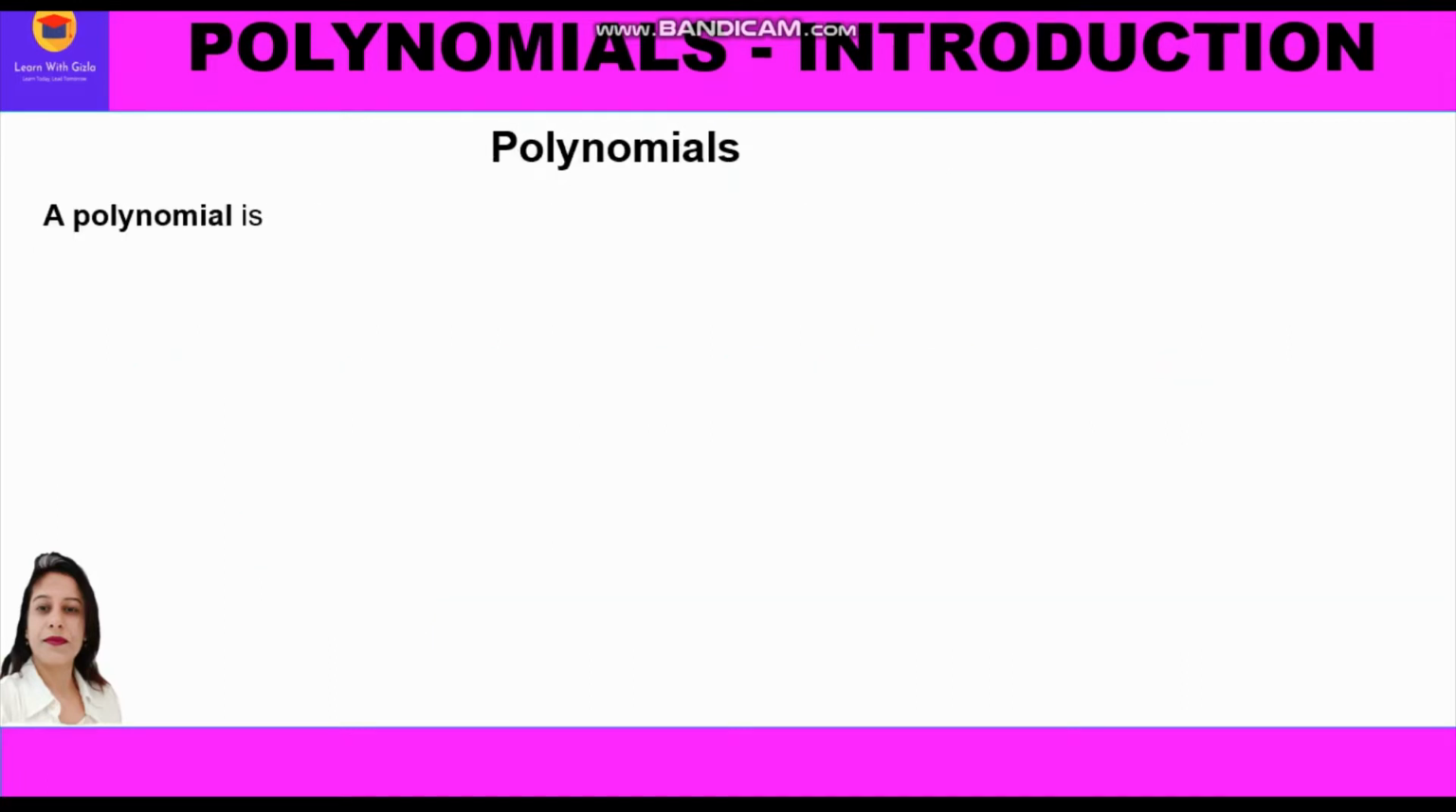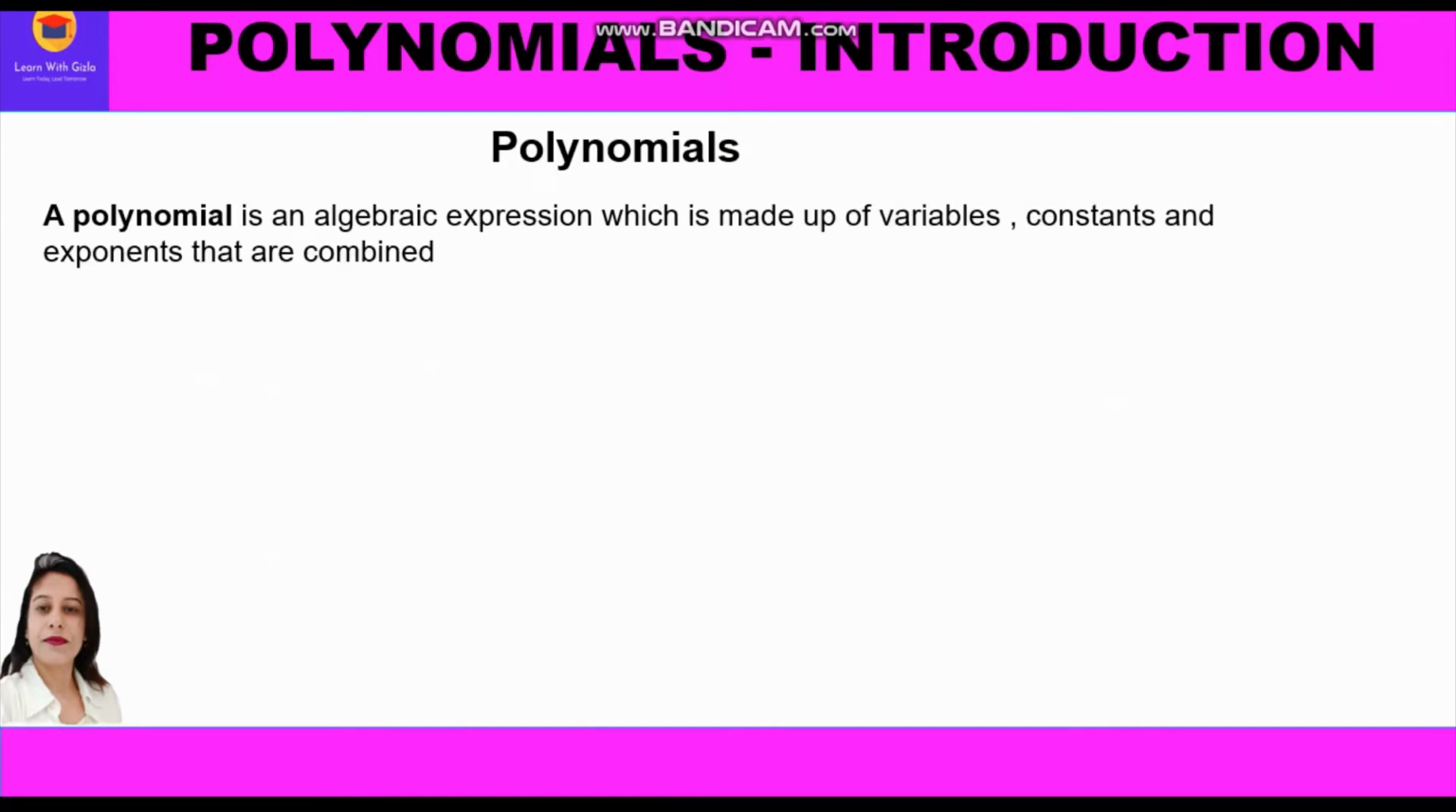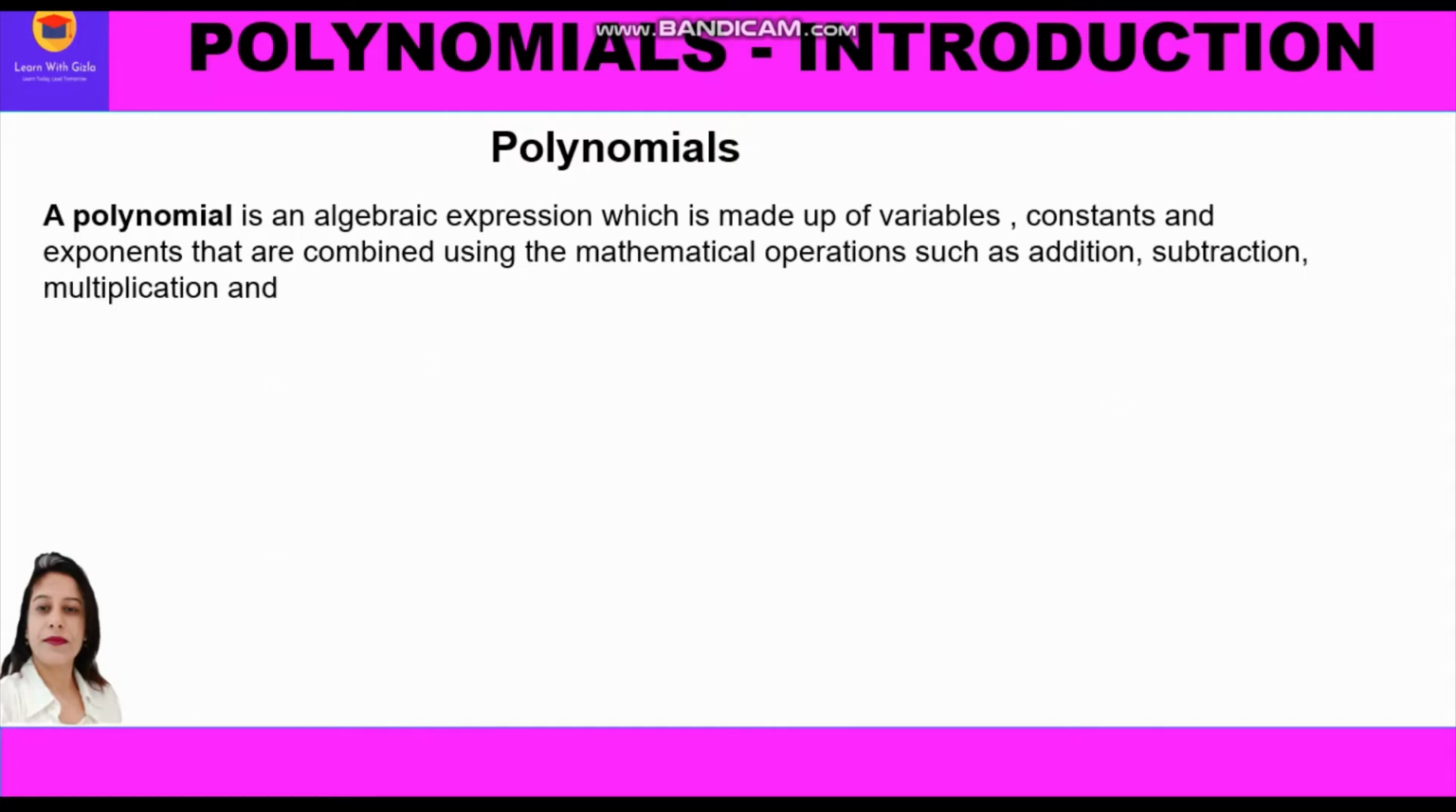Now let us study about polynomials. A polynomial is an algebraic expression which is made up of variables, constants and exponents that are combined using the mathematical operations of addition, subtraction, multiplication, with non-negative integer exponents of variables. So first of all, it is also an algebraic expression. That means it is also composed of variables, constants and exponents which are combined using three mathematical operations instead of four, that is addition, subtraction and multiplication.